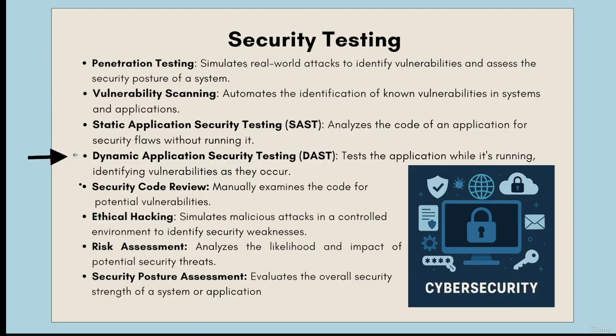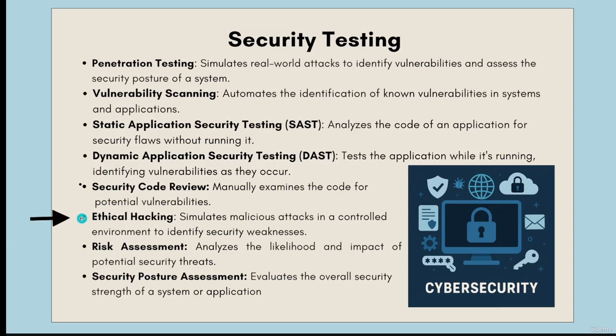Next, we have dynamic application security testing, or DAST. This tests the application while it's running, identifying vulnerabilities as they occur. An example would be a QA engineer uses OWASP ZAP, that's the tool, to automatically test a web application in a staging environment, let's say, and it finds an open redirect vulnerability in the login flow. Next, we have security code review. This manually examines the code for potential vulnerabilities. An example would be a security analyst reviews a newly written API controller in Python and notices that input validation is missing, which could allow attackers to inject malicious data.